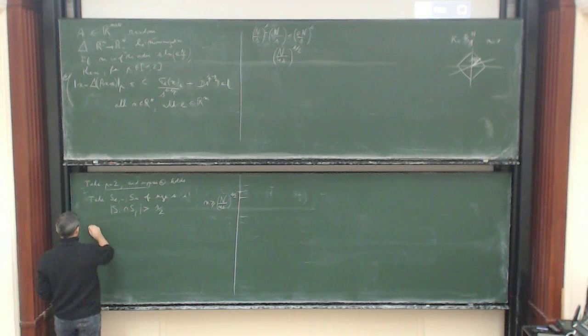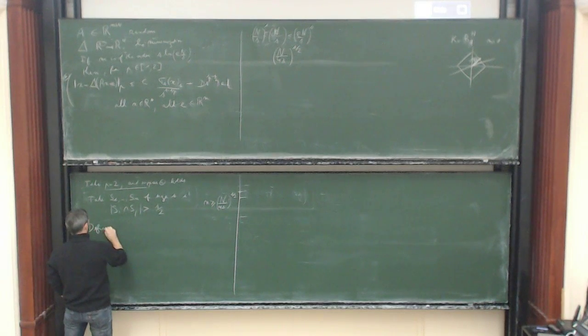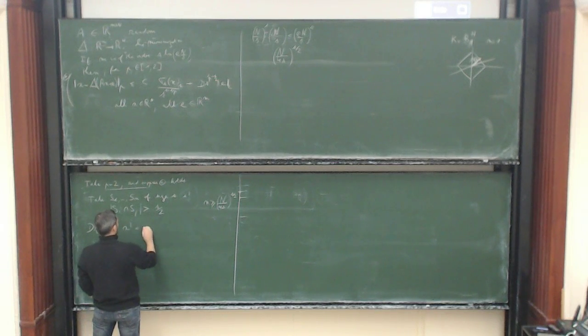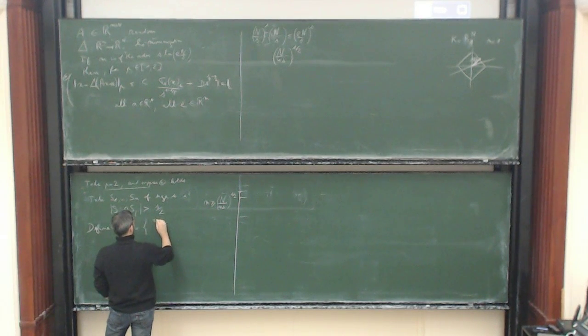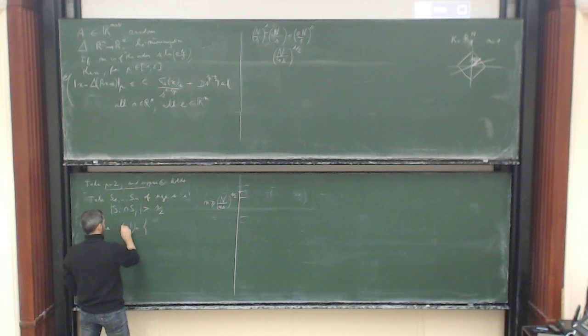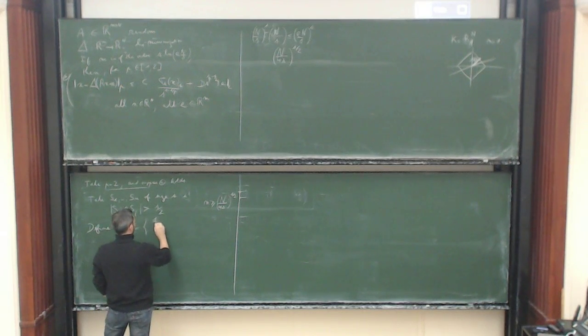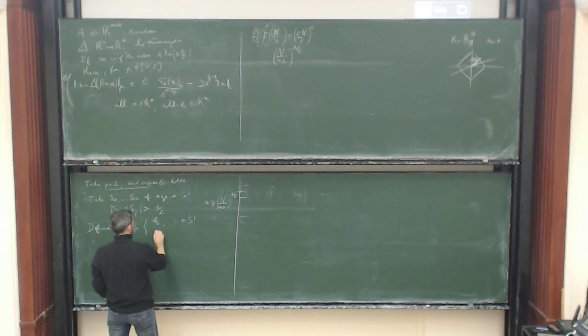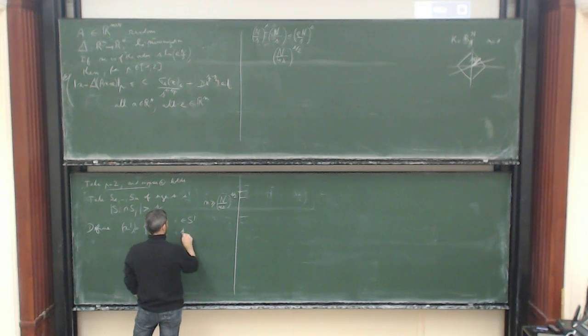So still define xj to be: the entry xj_i will be equal to 1 over s if the index i is in Sj, and 0 if i does not belong to Sj.